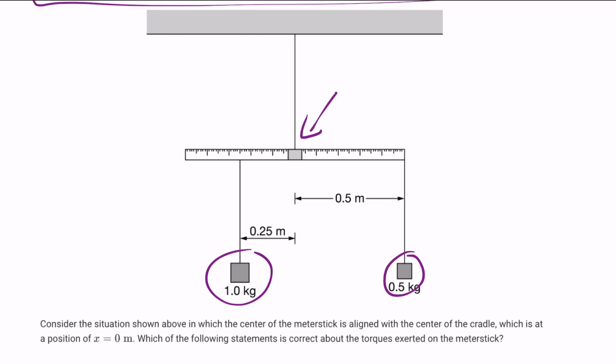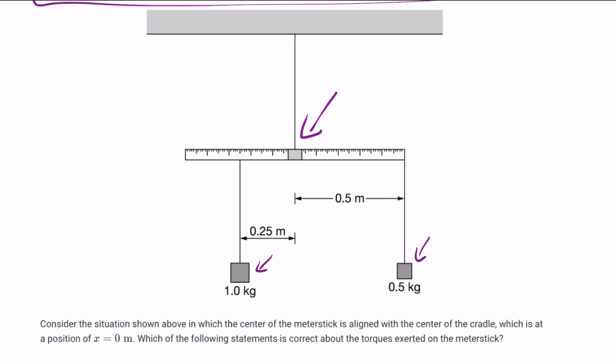In the previous question, if you go back, you'll see that they were both 1 kilogram, and we made a lot of statements about what would happen if they were both 1 kilogram. This time they're not both 1 kilogram. One of them is half the mass of the other. We have a 0.5 kilogram mass here and a 1 kilogram mass here. So now we have to consider how torque is generated based on distance from our axis of rotation and the mass of the object.